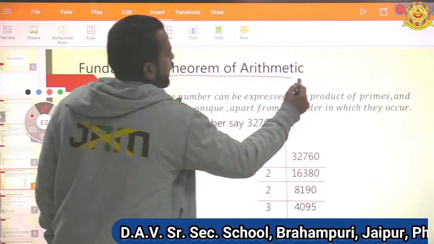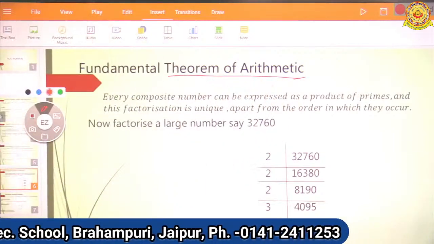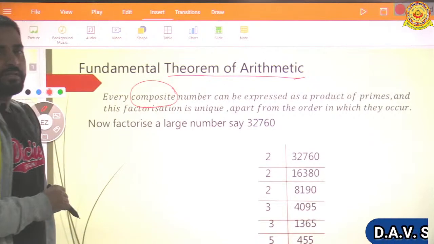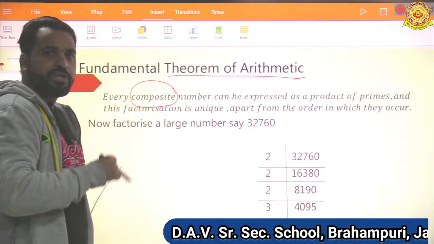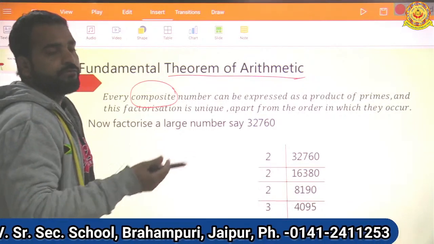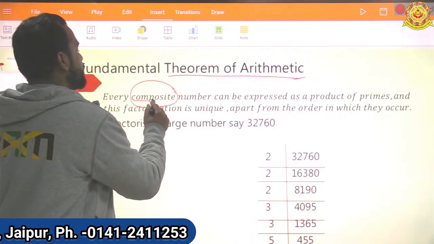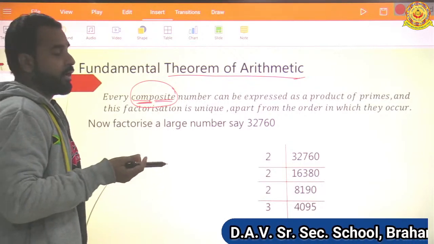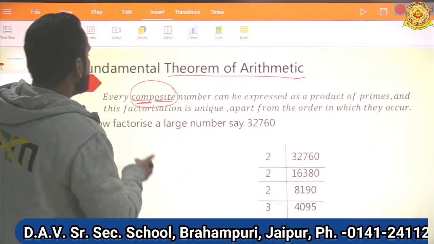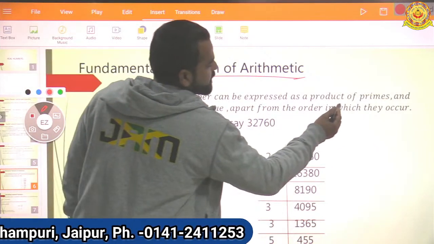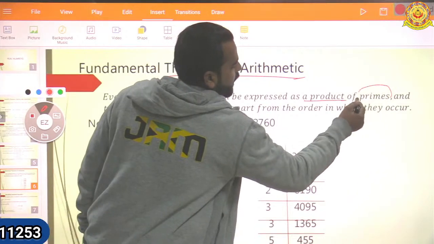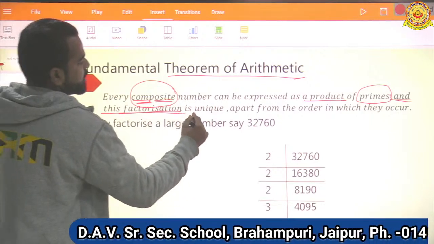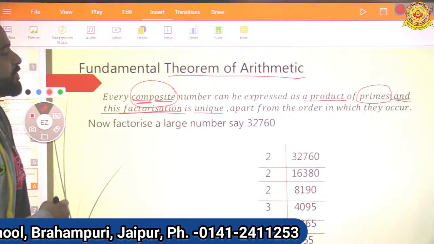Fundamental theorem of arithmetic. What is it? This says that every composite number, we all know about prime numbers and composite numbers. Prime numbers are those numbers which are divisible only by 1 and themselves, and a composite number has more than two factors. So every composite number can be expressed as a product of primes, and this factorization is unique apart from the order in which they occur.